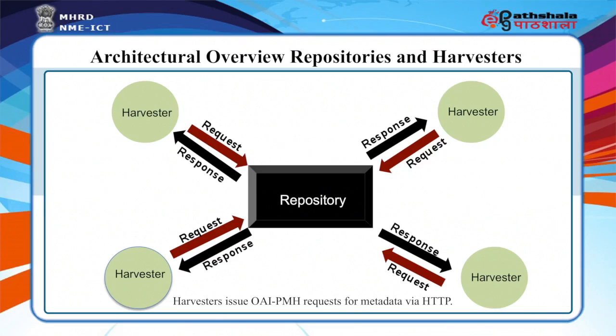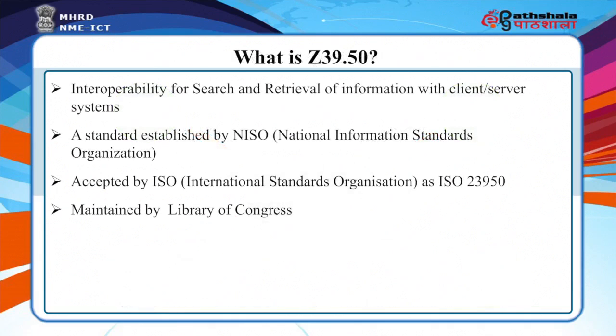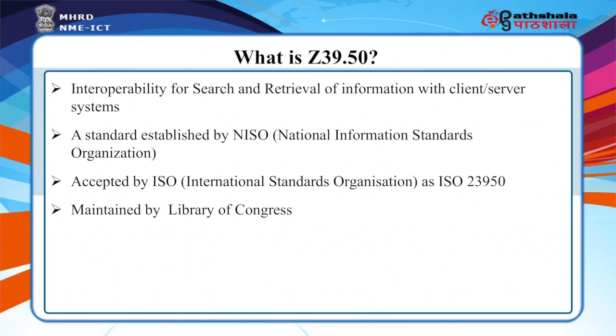that is used for search and retrieval of information is Z39.50. This protocol provides interoperability of search and retrieval of information. One platform you can move to another platform, interoperability for search and retrieval of information with client server systems. This is a standard established by the National Information Standards Organization. Later it was accepted by ISO, and whenever ISO accepts a standard, they give a number for that.